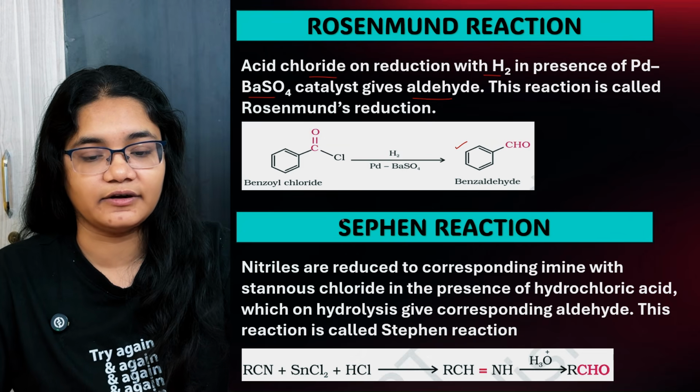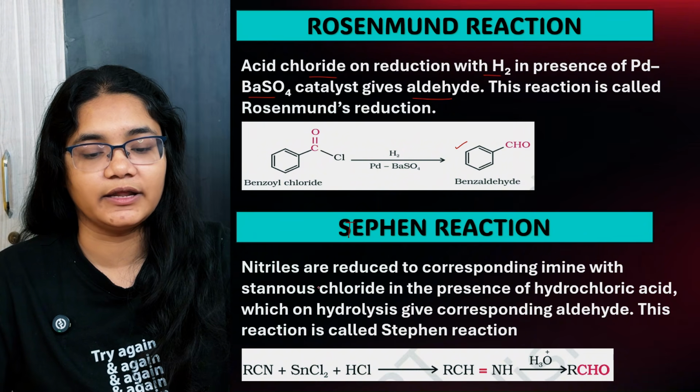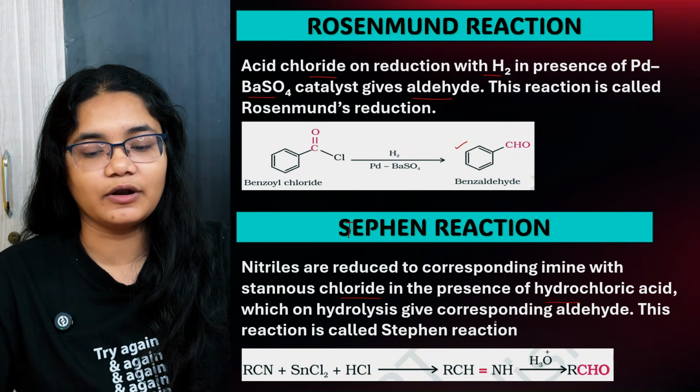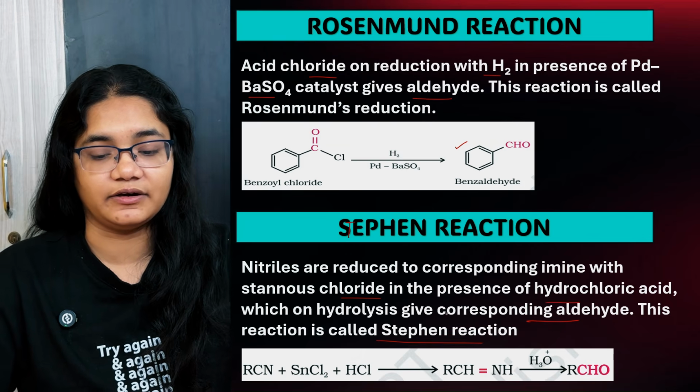Next we have Stephen reaction. So there's a T here. So here nitriles are reduced to the corresponding imine with stannous chloride in the presence of hydrochloric acid, which on hydrolysis gives the corresponding aldehyde. Now this reaction is called as Stephen reaction.